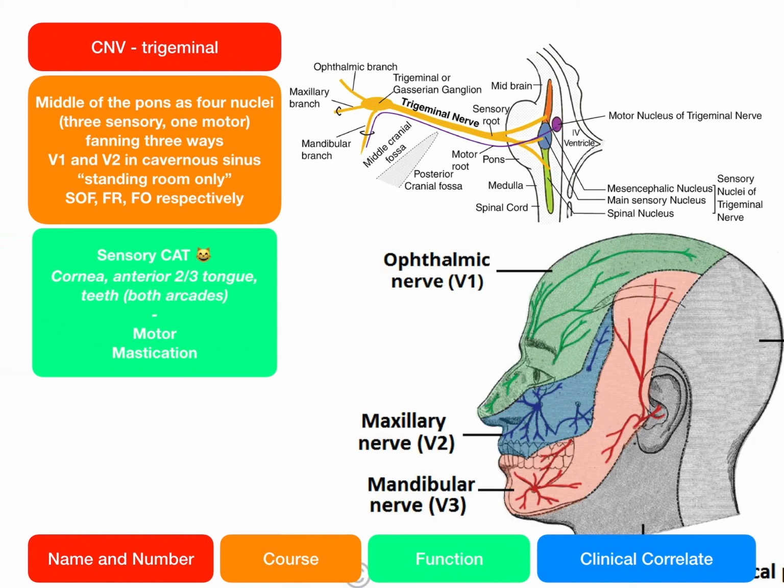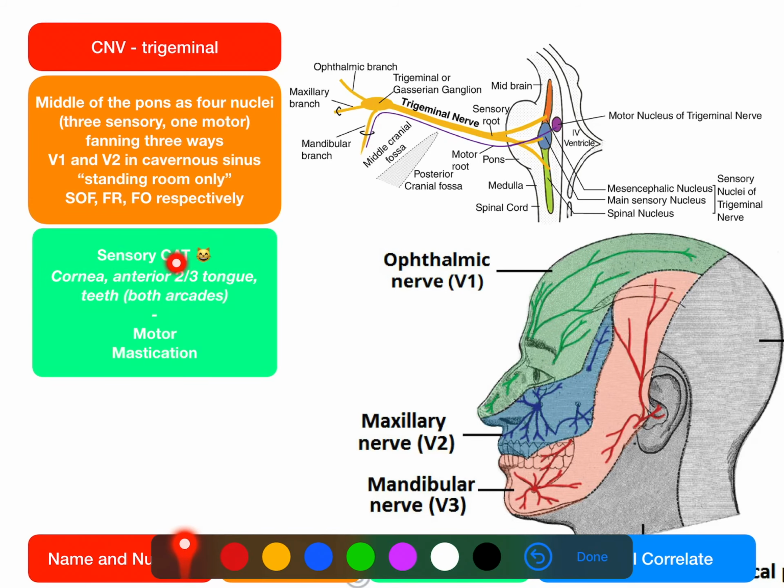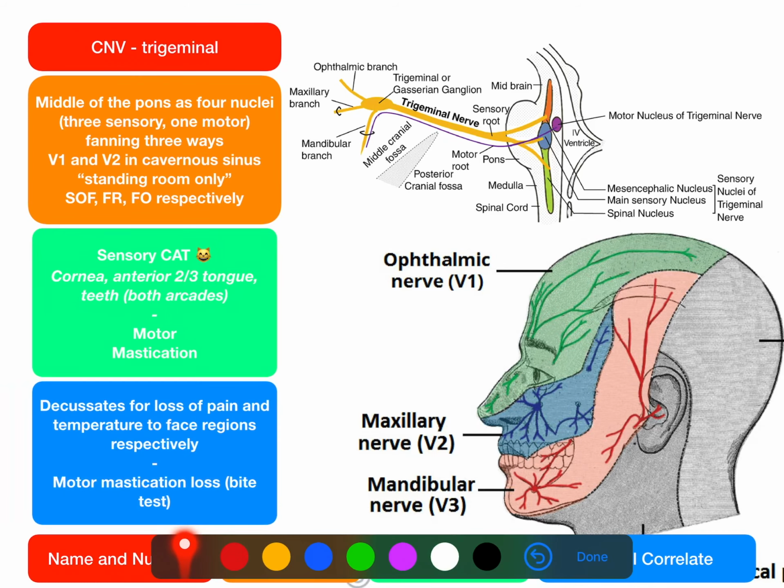The sensory supply is, I call it CAT, so you can remember it, because everyone remembers this, the sensory supply, so up to the tip of the head. It's not actually that far back, but up to the tip of the head. V1 covers right the way to the tip of the nose here, and manages to get the eye in. So the cornea, if you tap the cornea and it makes you blink, that's because the fifth nerve is working. Anterior 2/3 of the tongue, and that's the sensory, not the taste, because taste is 7th nerve. Anterior 2/3 of the tongue, and then teeth. It grabs both arcades, the upper arcade and the lower arcade.